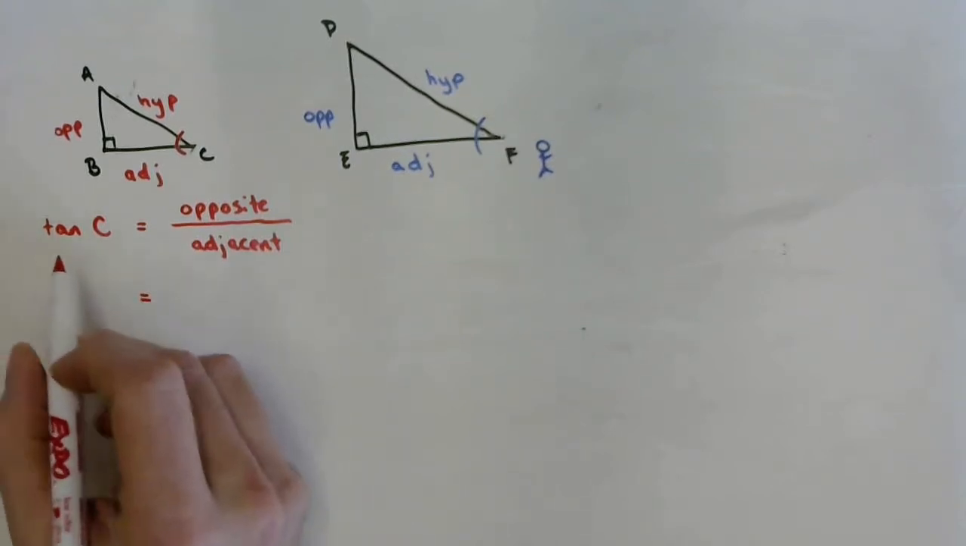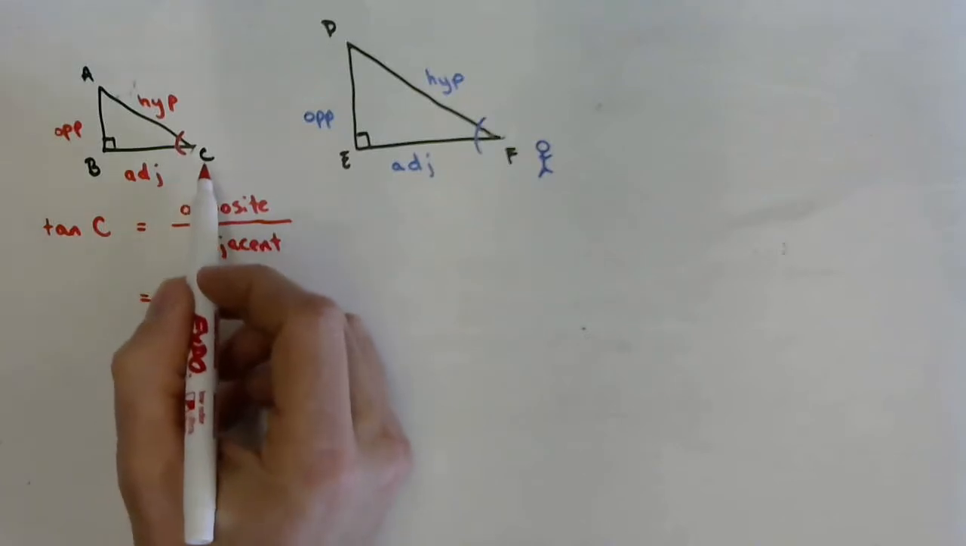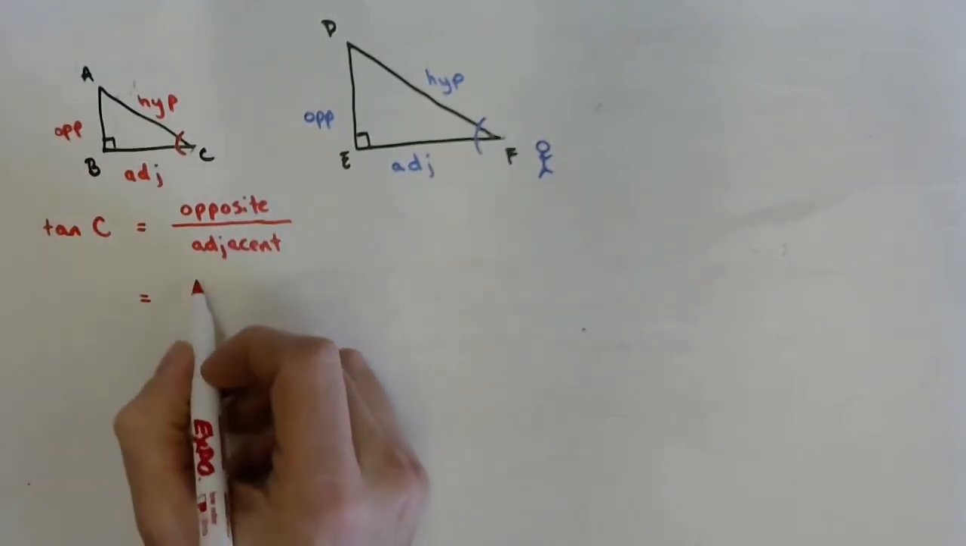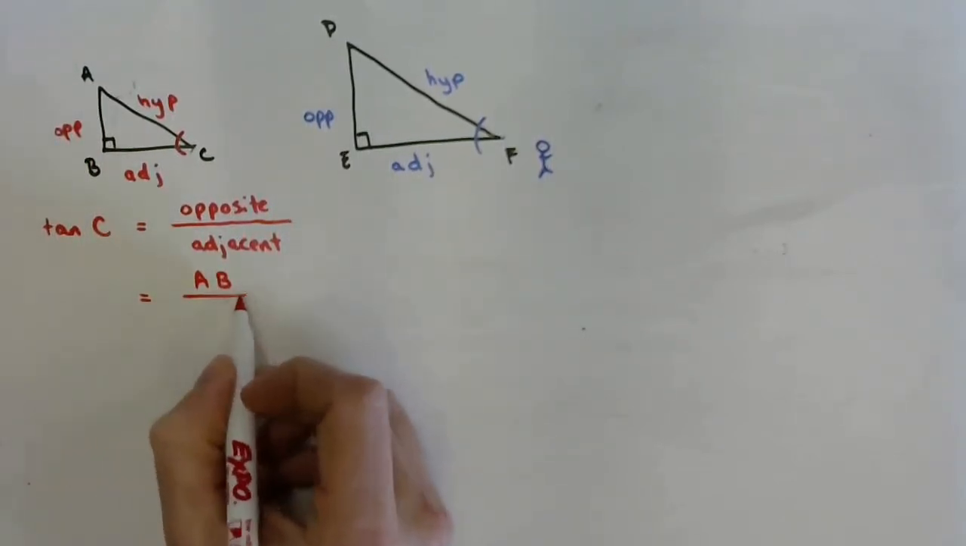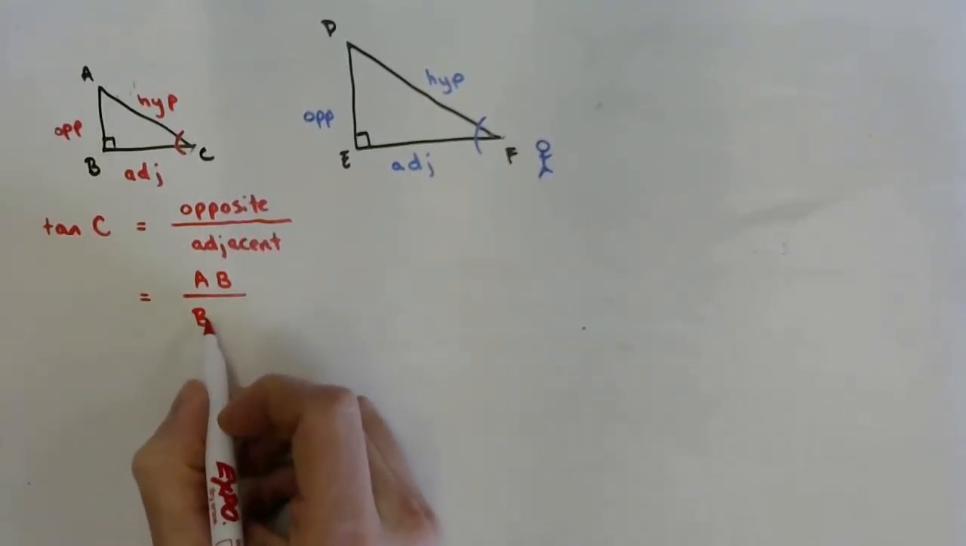So in our triangle here, ABC, what is the opposite side length? Well, it's AB. AB is the opposite side length, and the adjacent side length is BC.